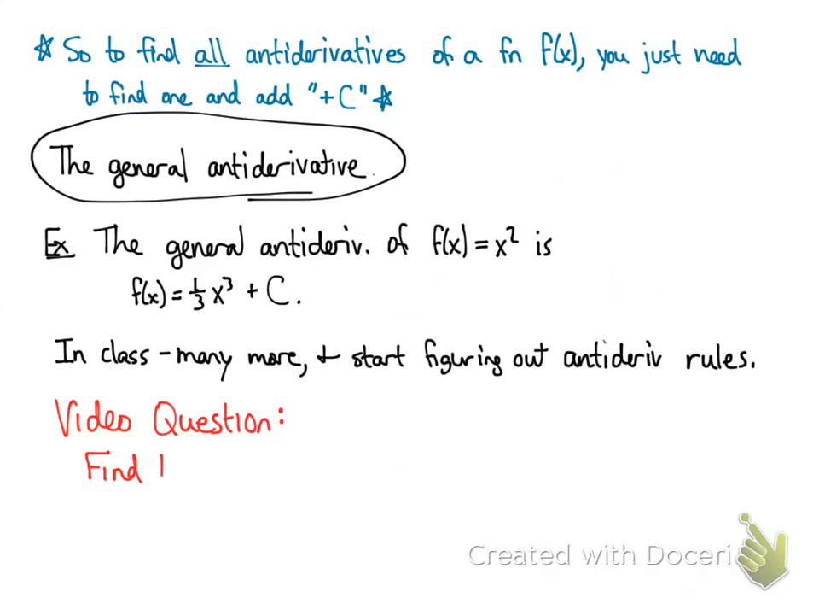Here's the video question. Find the general antiderivative of f of x equals x. Remember, that means you need to find a function whose derivative is x, and then add a plus c.